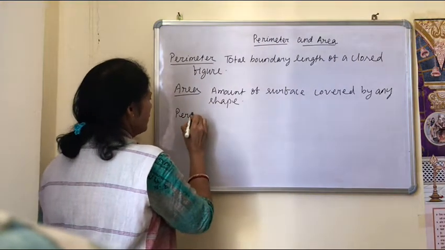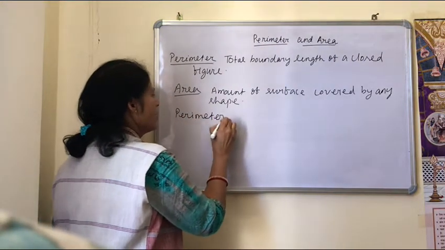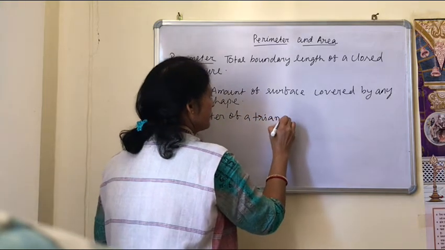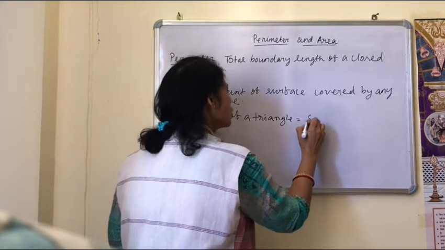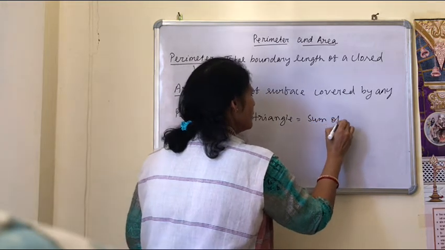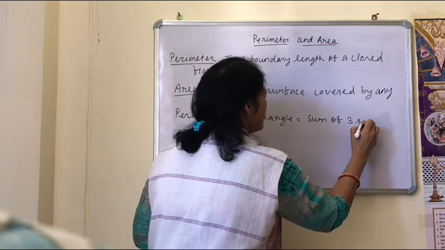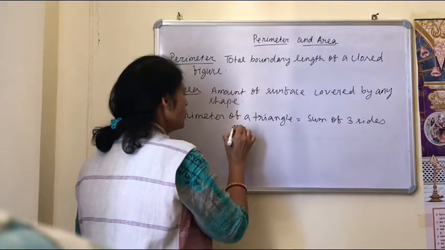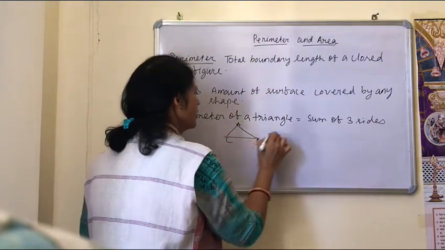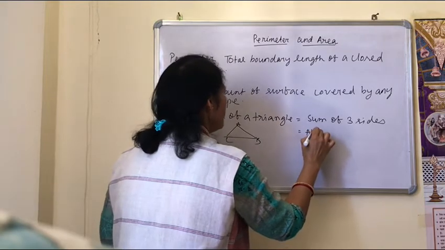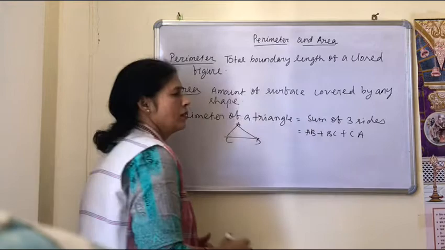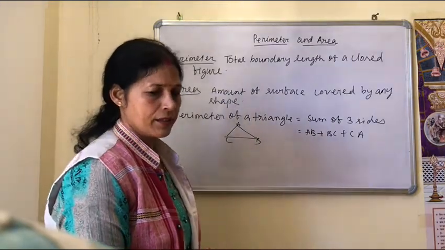So let's find out first the perimeter of a triangle. What is the formula? Sum of 3 sides. For example, ABC, that means AB plus BC plus CA. Sum of 3 sides. Clear?